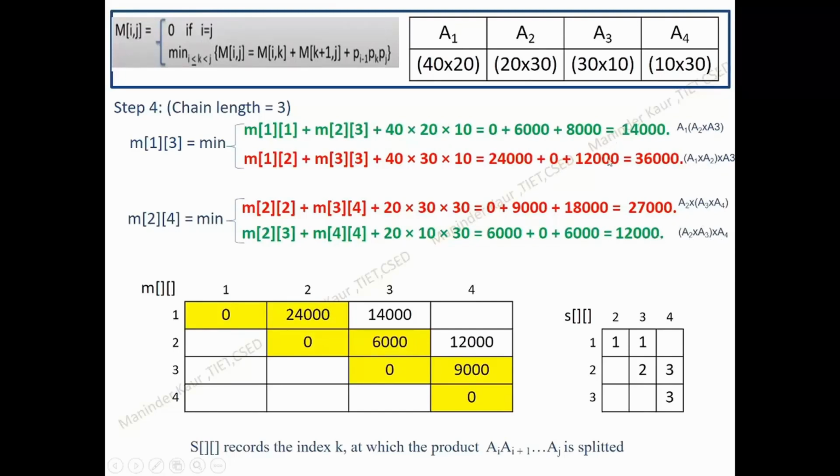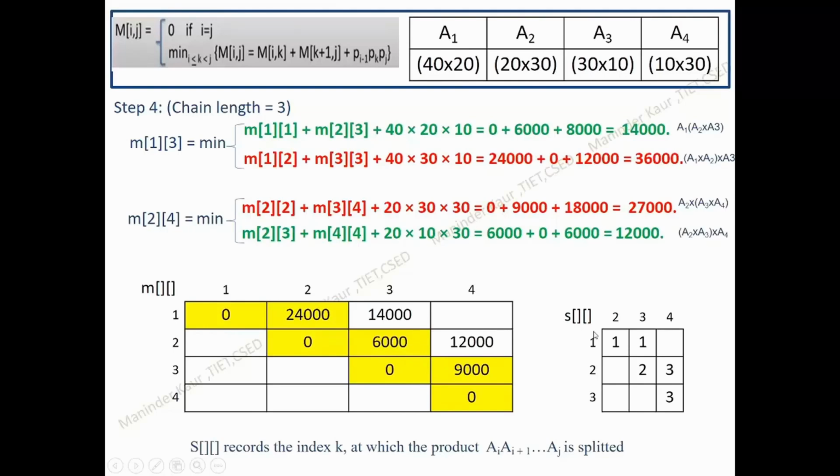Out of these, in the first case A1 A2 A3, M13 will be the minimum of these two cases, and the minimum value we are getting is 14,000. So you fill in the value 14,000 in the 2D array at 1, 3. For M24, the minimum of these two patterns gives the minimum number of multiplications as 12,000. We fill in 12,000 for 2, 4.